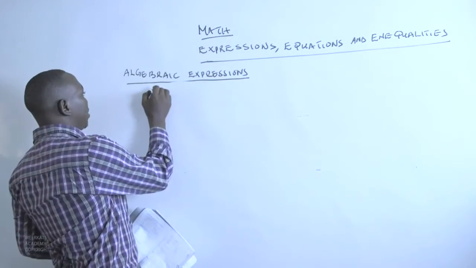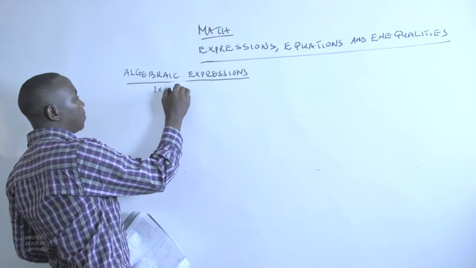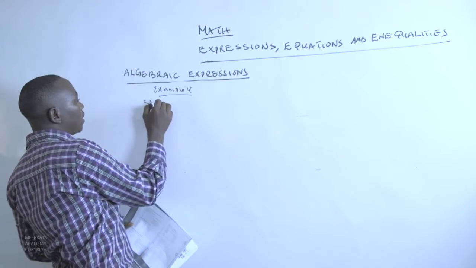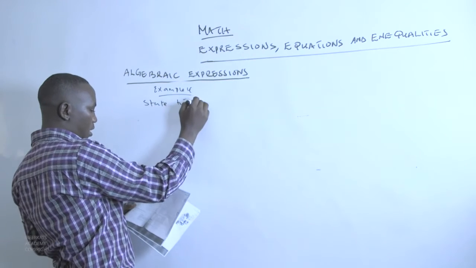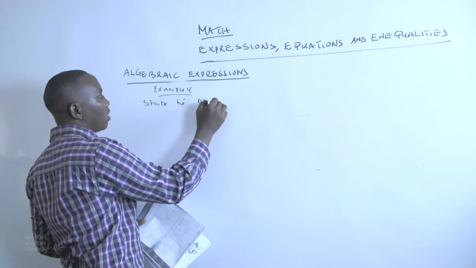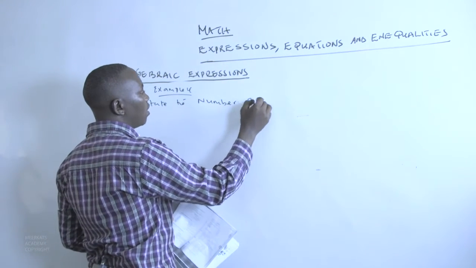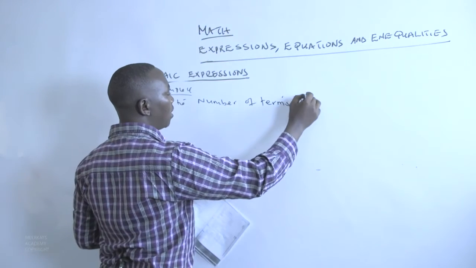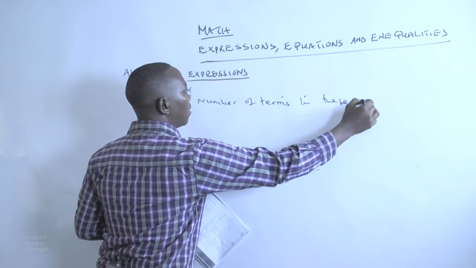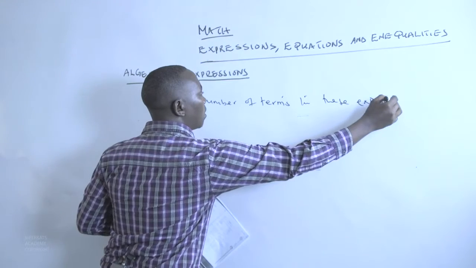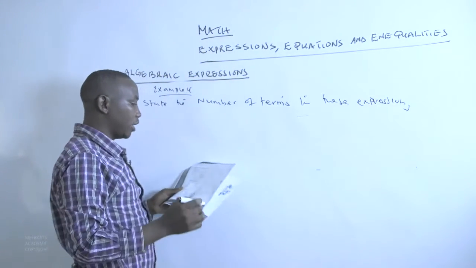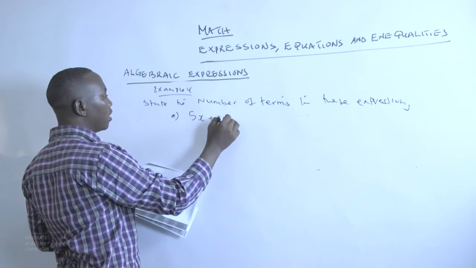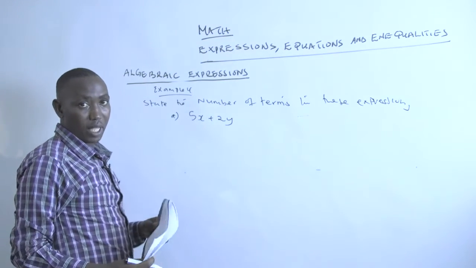Other examples, example 4. State the number of terms in these expressions. Number 1, we have 5x plus 2y.